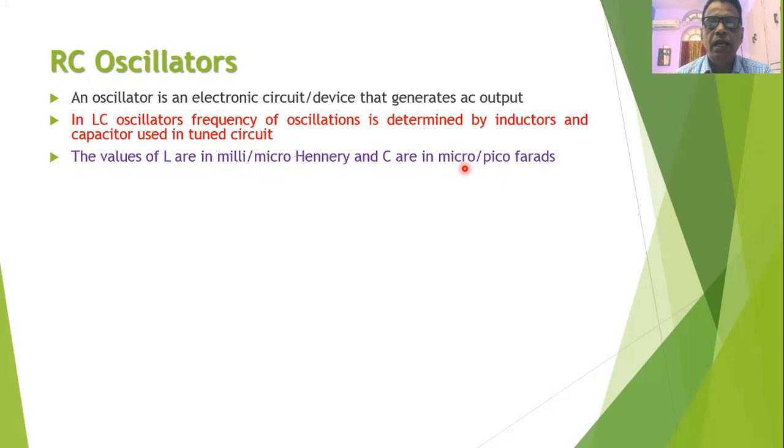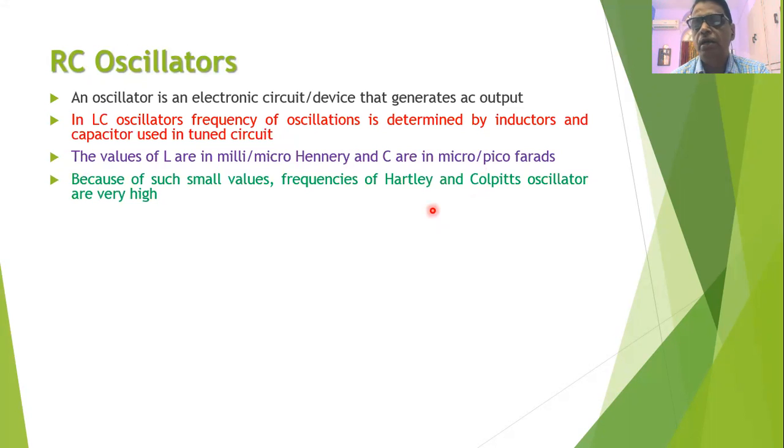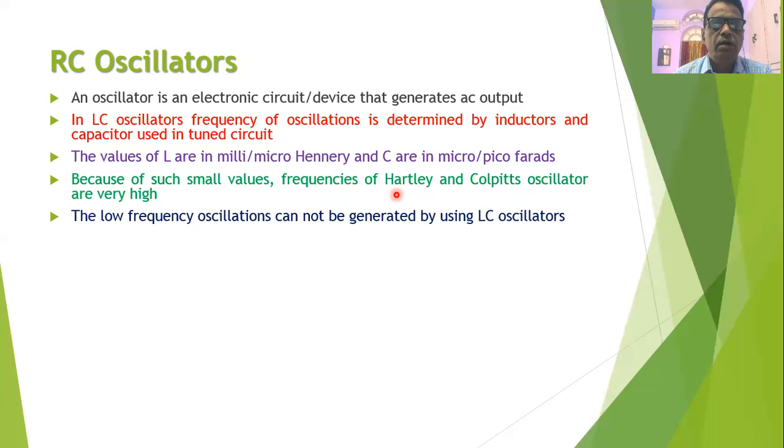And we know that L and C appear in the denominator in the expression for the frequency. Therefore, the frequency of the Hartley oscillator or the Colpitts oscillator is very high. It is not possible to generate low frequency oscillations by using an LC oscillator, but many times we need an oscillator of which the frequency should be in the audio frequency range.